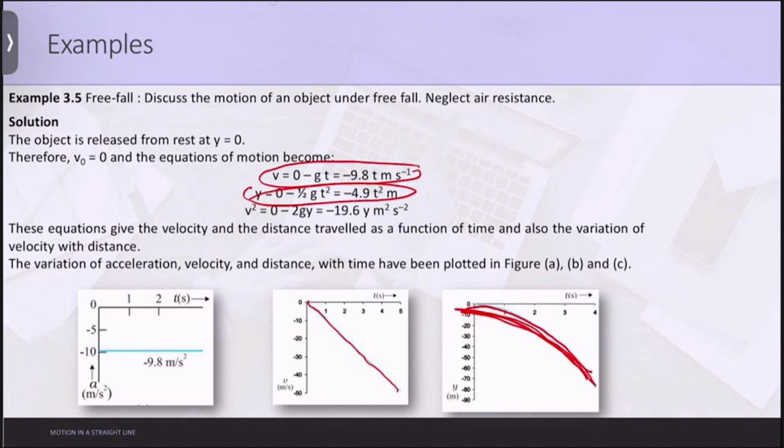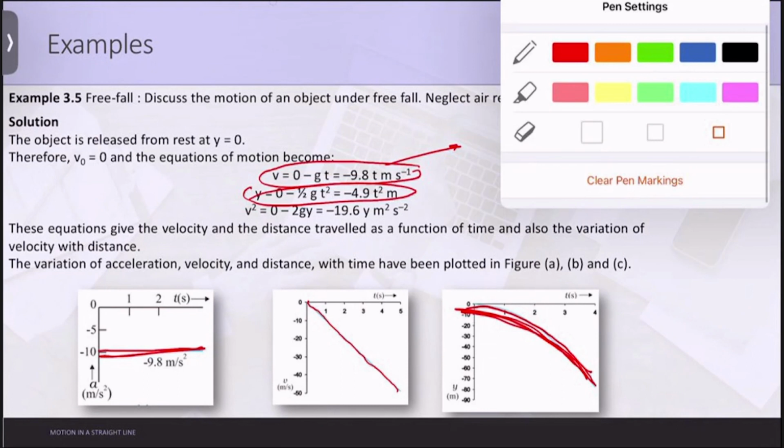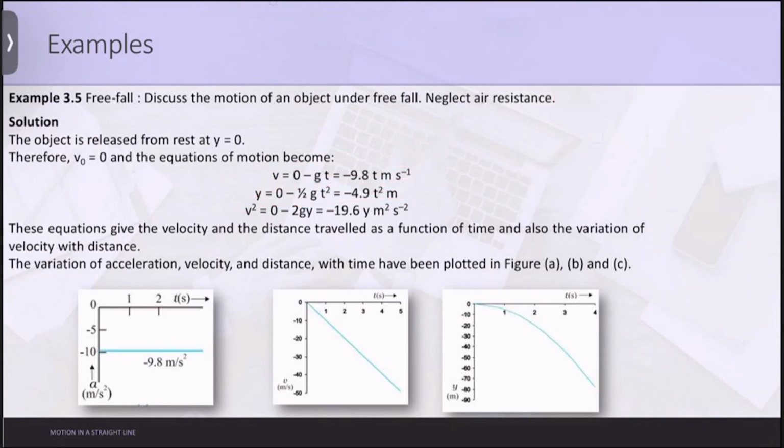It's going like this, and as v is equal to minus 9.8 into t, the slope of this will be dv by dt, which is equal to minus 9.8. So the acceleration will be constant always, right? If acceleration is constant, then the acceleration graph will be a straight line. That can be explained from this step. Okay, so these were the explanations.